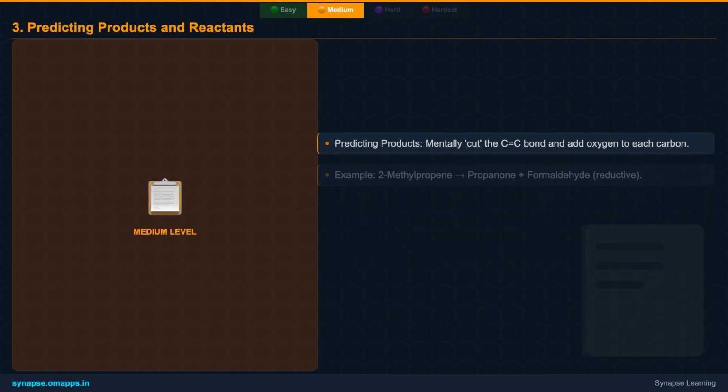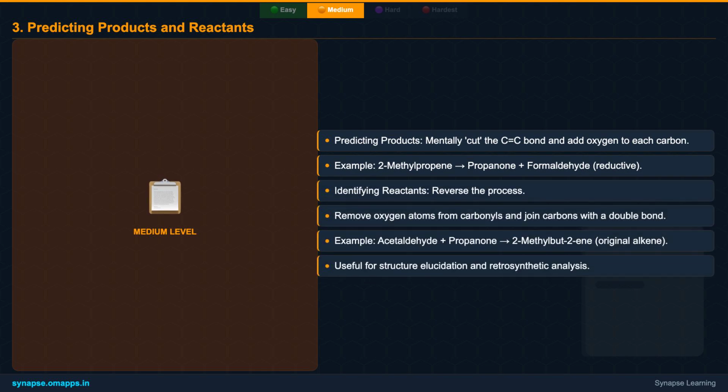Ozonolysis is an incredibly powerful tool for predicting products and, conversely, for identifying unknown starting materials. If you're given an alkene and the workup conditions, you can mentally cleave the double bond and add oxygen atoms to each carbon to predict the carbonyl products. For example, if you have 2-butene and perform reductive ozonolysis, you'd get 2 molecules of acetaldehyde.